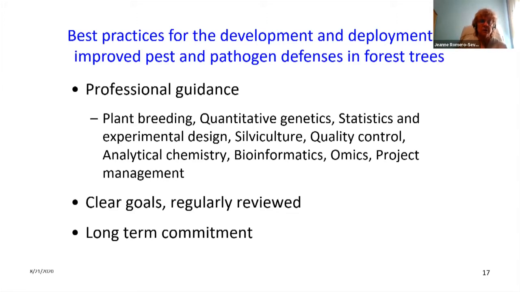Okay. Two, clear goals, regularly reviewed, and three, long-term commitment. Without a long-term commitment, you can't achieve either a type A goal or a type B goal. You have to stick with it for the long term. Your tree lives many, many years longer than you do. It's important to respect that and stick with your goals. All right, I'm done talking now, and I would be happy to take questions.